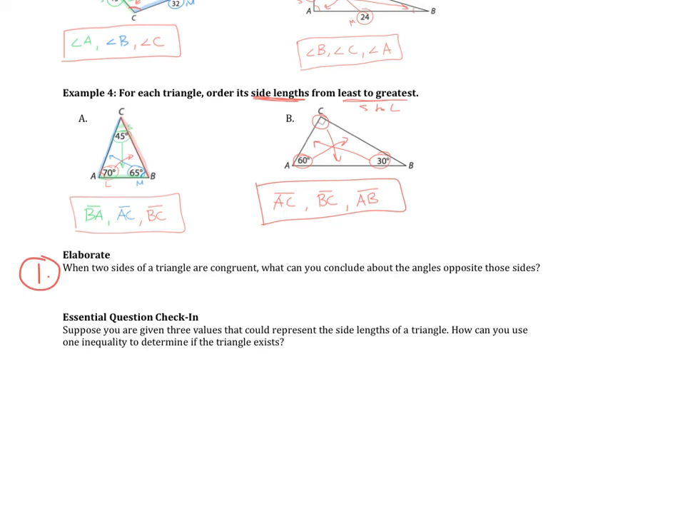And then the essential question check-in. Suppose you're given 3 values that represent the side lengths of a triangle. How can you use one inequality to determine if the triangle exists? So how do you use one inequality to show that that triangle does in fact exist? If you have any questions, please either come see me or ask at the beginning of class.